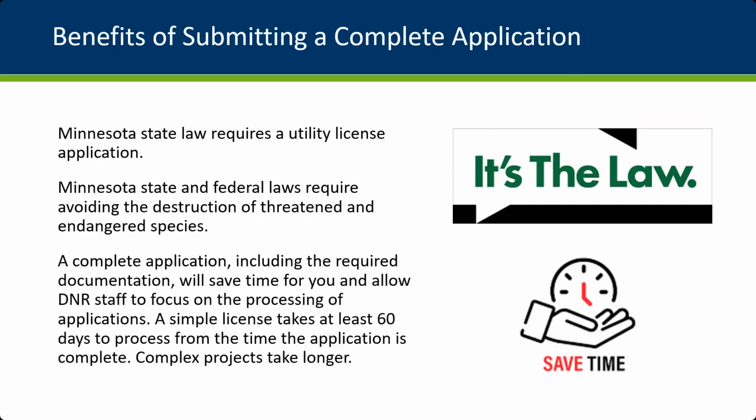Benefits of submitting a complete application. Minnesota state law requires a utility license application when crossing public waters and/or DNR-owned and administered state lands. Minnesota state and federal laws require avoiding the destruction of threatened and endangered species. A complete application, including the required documentation, will save time for you and allow DNR staff to focus on processing other applications as well. A simple license takes at least 60 days to process from the time the application is complete. Complex projects generally take longer.